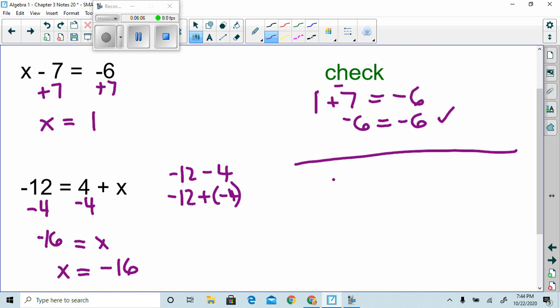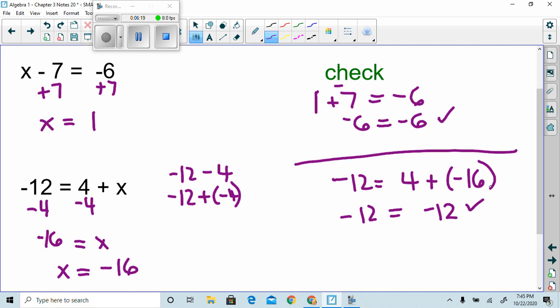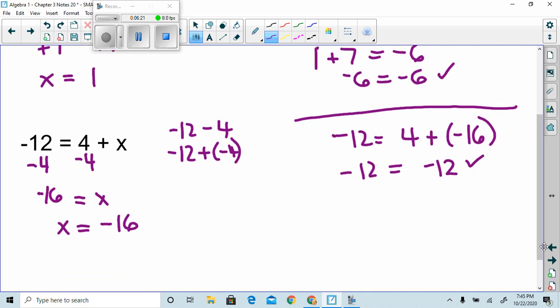check. I have negative 12 is equal to 4 plus a negative 16. Well, my signs are unlike. I'll subtract, and I get negative 12, so it does check. Again, we always want to be sure that we do have the right solution.